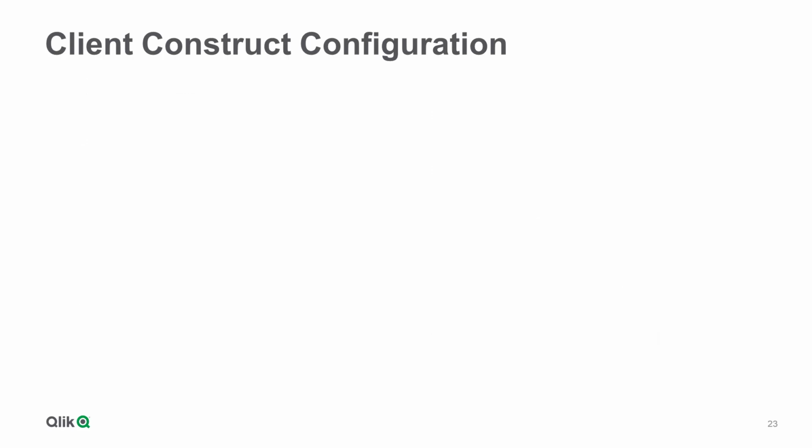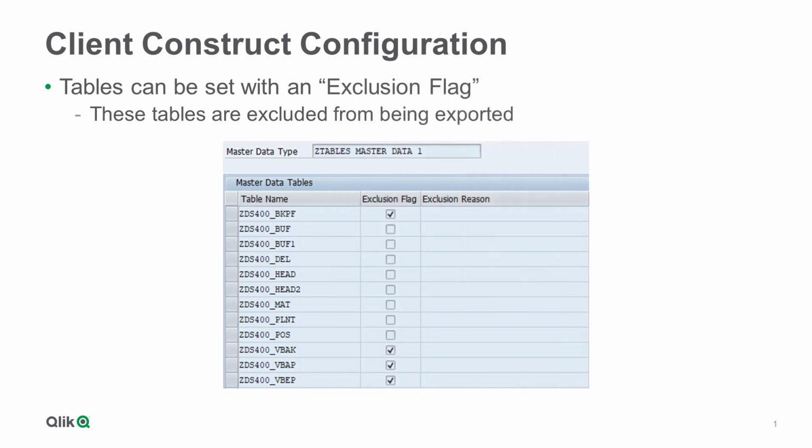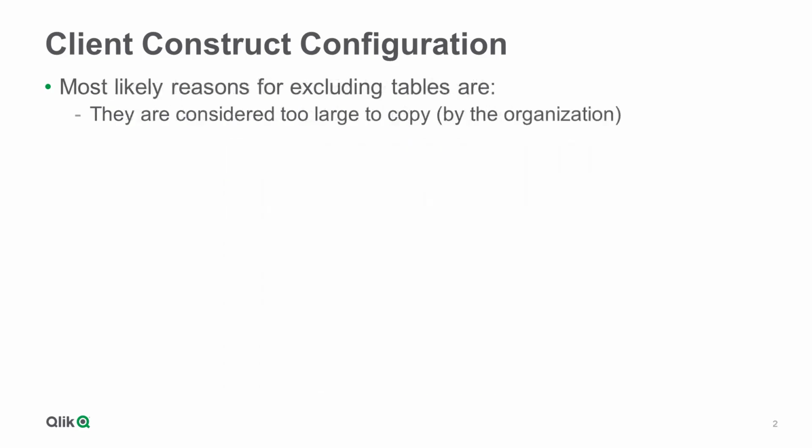The Client Construct configuration contains two other settings that warrant a bit of attention. The more important setting is that tables can be marked with an exclusion flag, which means that these tables are excluded from being exported. There are three main reasons for excluding tables. One is because the tables are determined by the organization to be too large to copy, and so a subset of the data is typically copied instead using Data Echo.